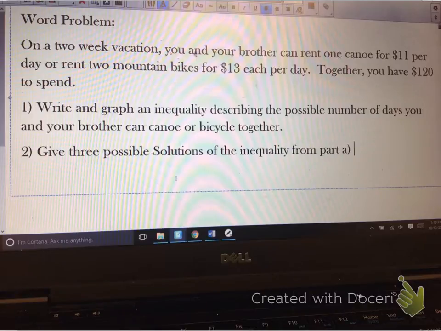When you're looking at this word problem, it reads, on a 2-week vacation, you and your brother can rent one canoe for $11 per day and rent 2 mountain bikes for $13 each per day. Together, you have $120 to spend. Again, you want to analyze, is this a part or a total? And here's our parts, and here is our total.